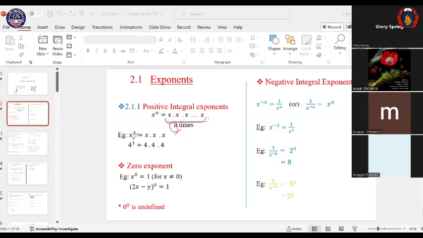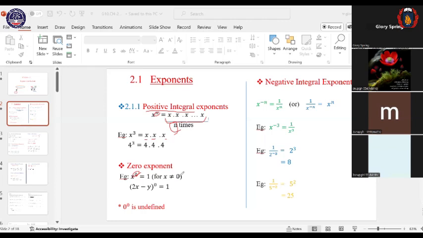So x to the power 3 is x times x times x. Now, positive integral exponents, and then zero. Zero exponent is what we take up next.